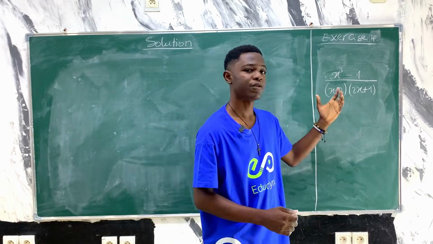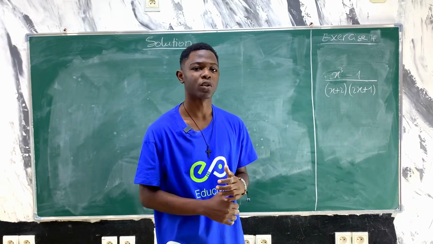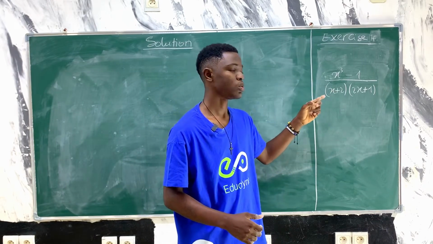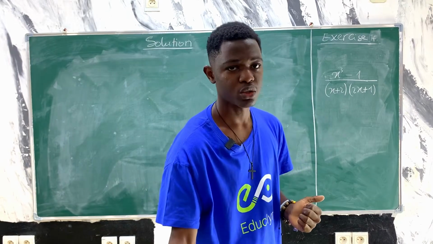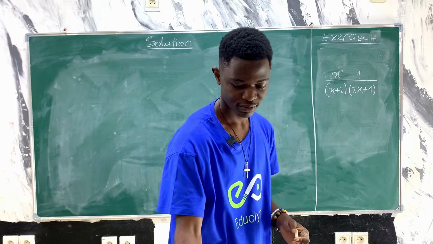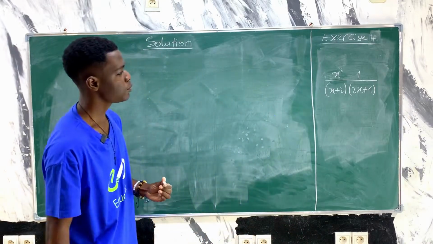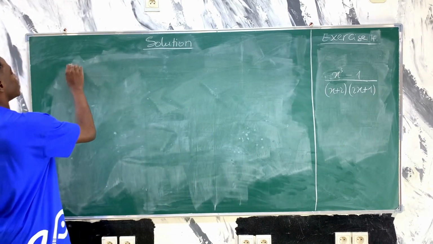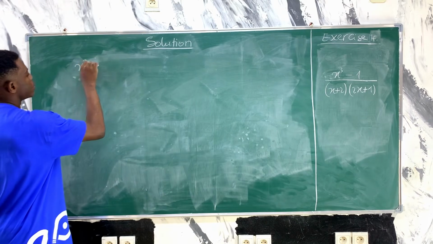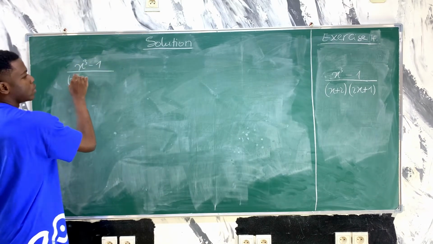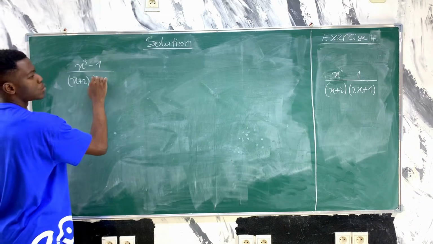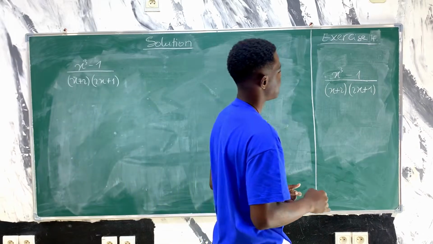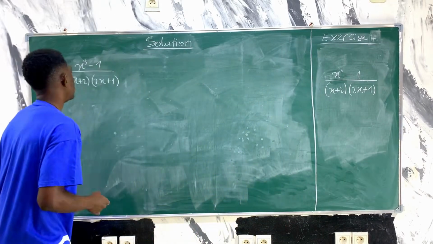So, you'll be doing exercise 4 of the partial fraction course, which is x cubed minus 1 all on x plus 2 into 2x plus 1. What we have to do is put that in partial fraction. Let's copy back the question. We have x cubed minus 1 on x plus 2 into 2x plus 1. Let's put it in partial fraction.